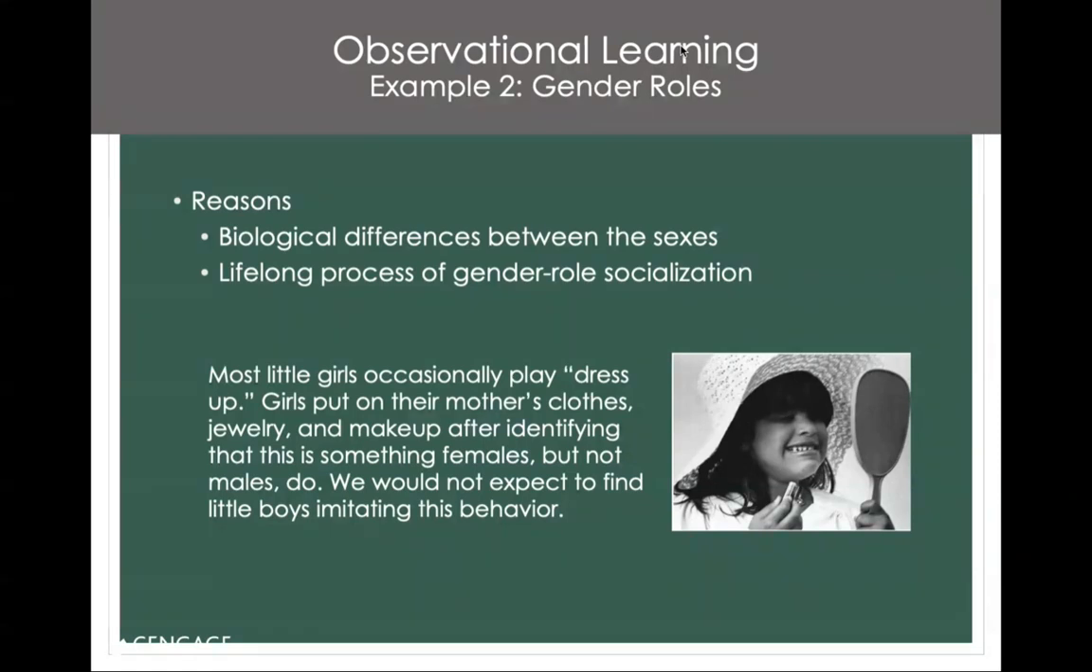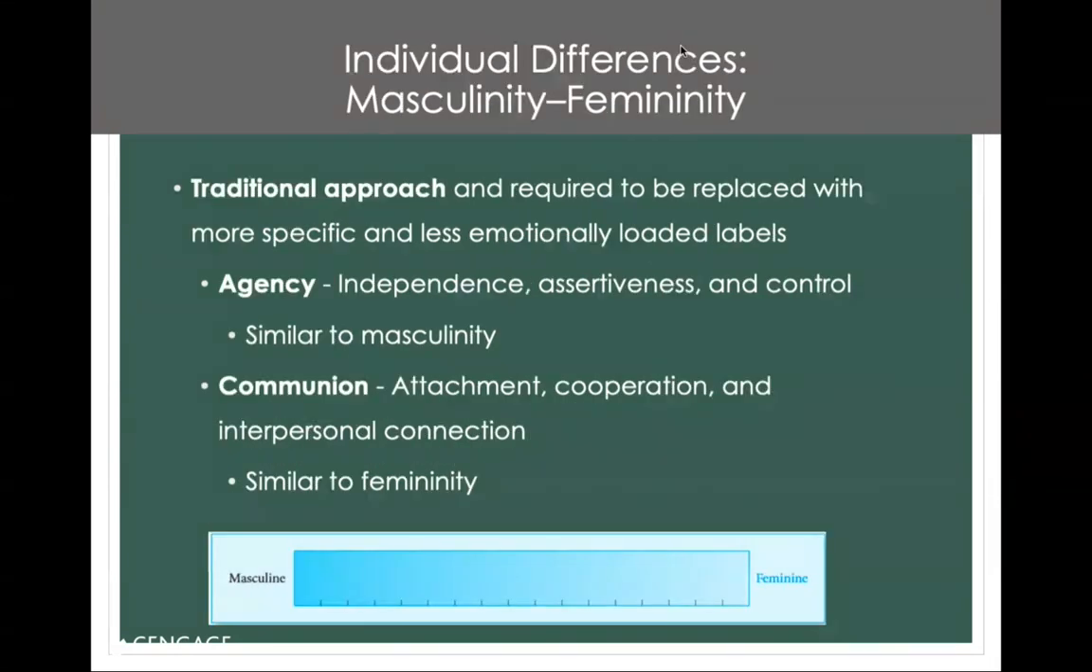how your gender unfolds. And so most little girls play dress up, girls put on their mother's clothes, jewelry, and so they're starting to identify with the mothers, but not males, right? So the female is starting to identify with the female figure, which is her mom, whereas not the male. We would not expect to find little boys imitating this behavior. All right, so let's go to the next one.